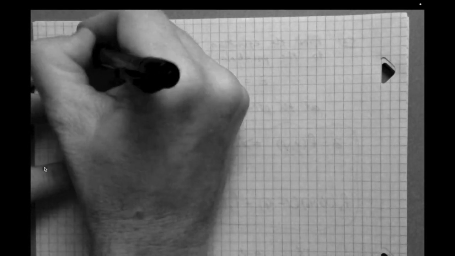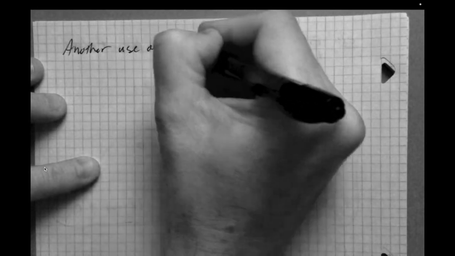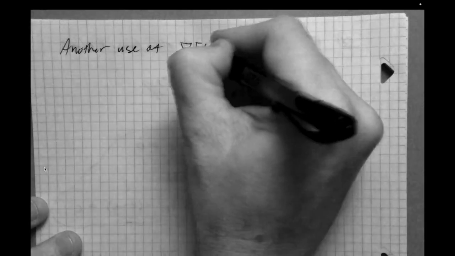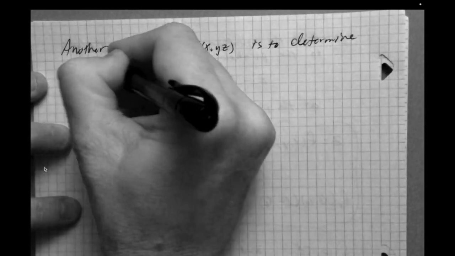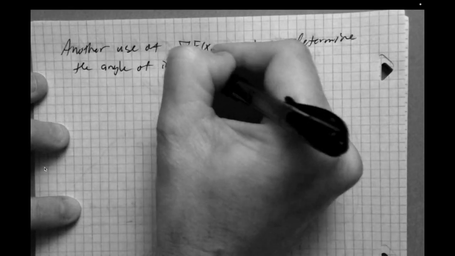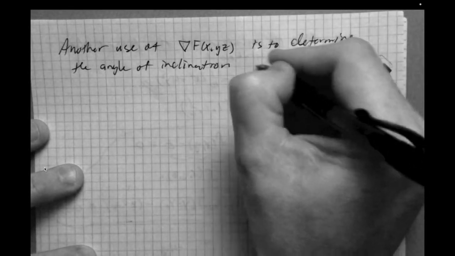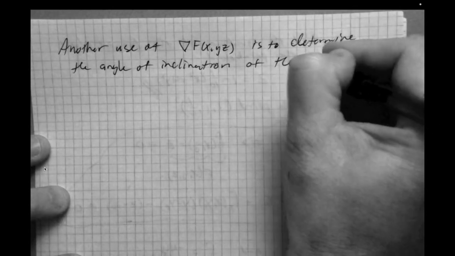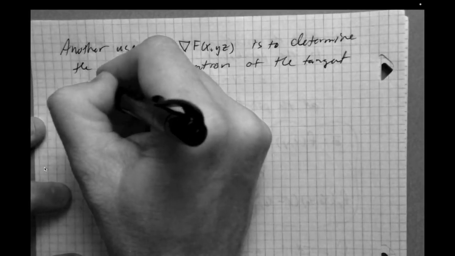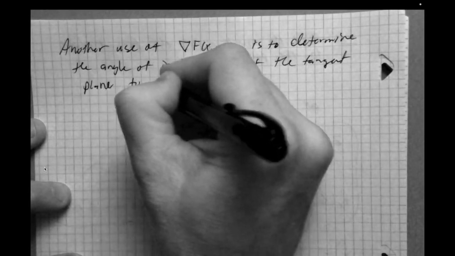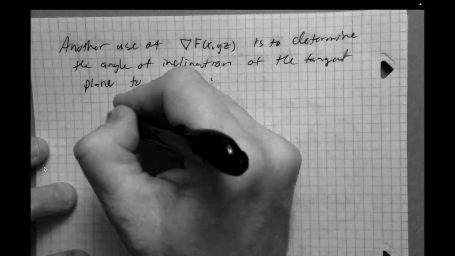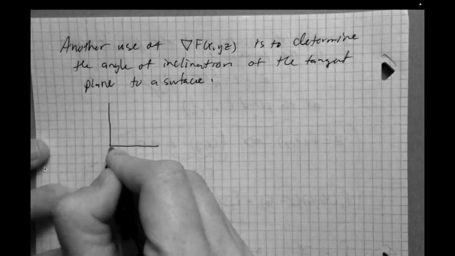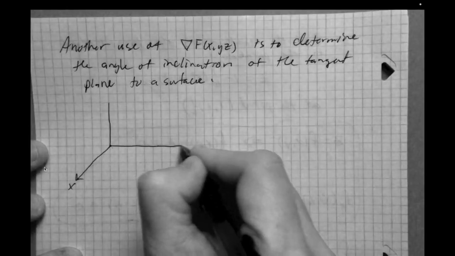Okay, so another use of the gradient function is to determine the angle of inclination of the tangent plane to a surface. Well, what do we mean by angle of inclination? I think it's helpful to just draw a picture. So you've got your XYZ coordinate system here as per usual.